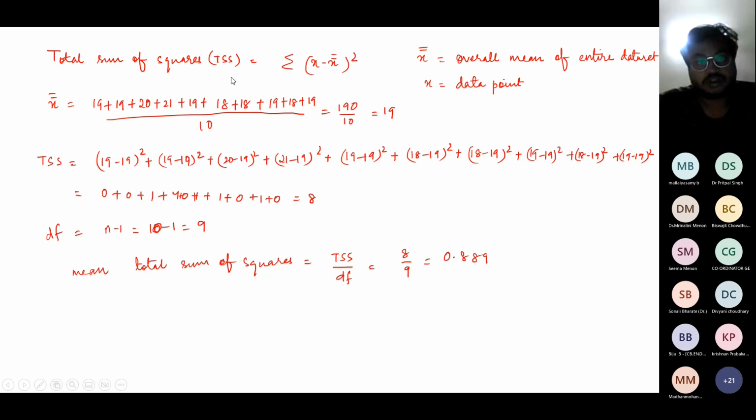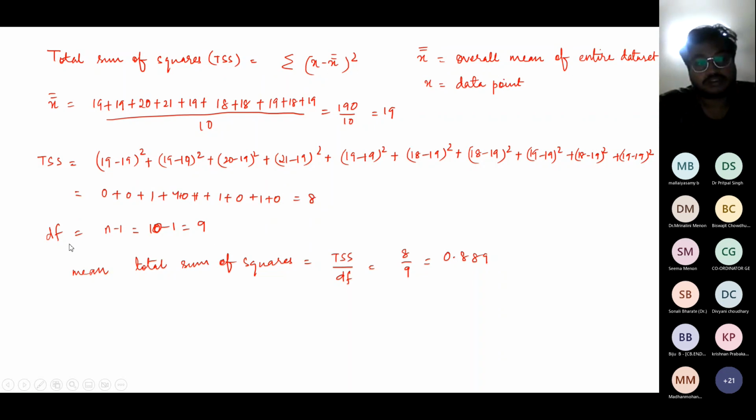The total sum of squares for the data set is given as the sum of (x minus x double bar) whole squared, where x double bar is the overall mean of the entire data set and x is each data point. We can calculate x double bar by summing all the data and dividing it by n, which is 10, which comes out to be 19. To calculate the total sum of squares, we subtract each individual data point from 19, take the square and sum it over, which comes out to be 8.